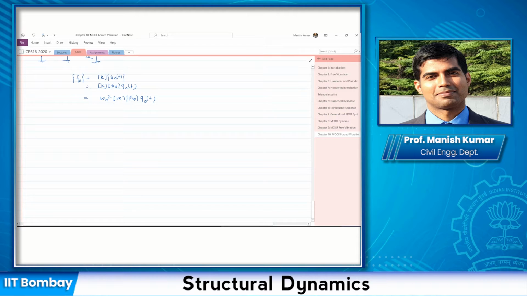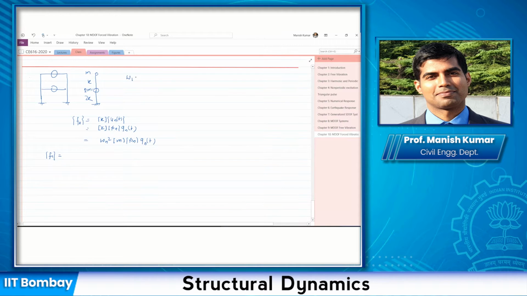Now for the first mode, remember, I will write it here again: omega_1 was the square root of K by 2m and phi_1 was half and 1. Omega_2 was the square root of 2K by m and phi_2 was minus half and 1.